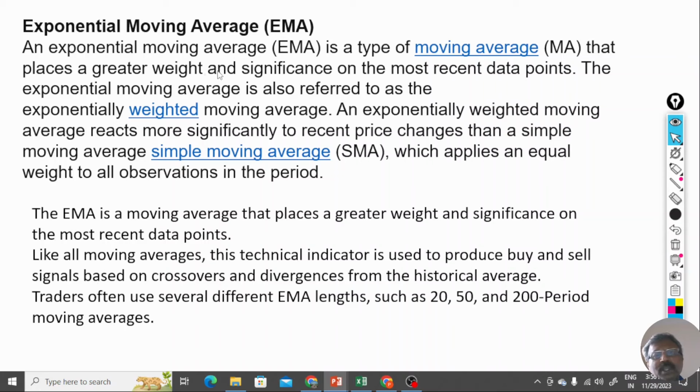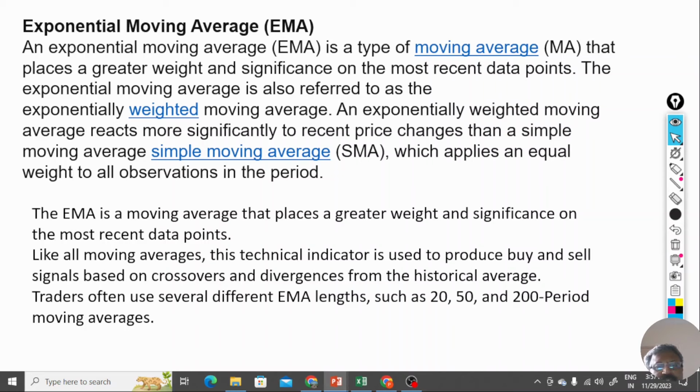An exponential moving average is a type of moving average that places a greater weight and significance on the most recent data points. The exponential moving average is also referred to as the exponentially weighted moving average. An exponentially weighted moving average reacts more significantly to recent price changes than a simple moving average, which applies an equal weight to all observations in the period. The EMA is a moving average that places a greater weight and significance on the most recent data points.